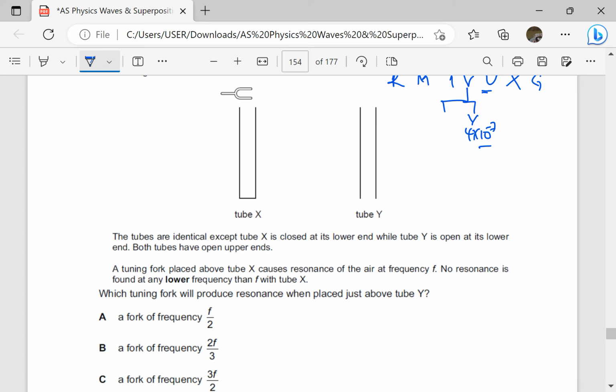Of course, for the fundamental, no resonance is found at any lower frequency than F. That means this is the fundamental here. The fundamental F is V over lambda, and the length L here is representing a quarter cycle. So L is equal to 1 over 4 of a wavelength. If I was to sketch it here, there is an antinode at the open end and a node at the closed end in the fundamental mode of vibration. So the length L is representing a quarter of a cycle. If it was a full cycle, it would be something like this.